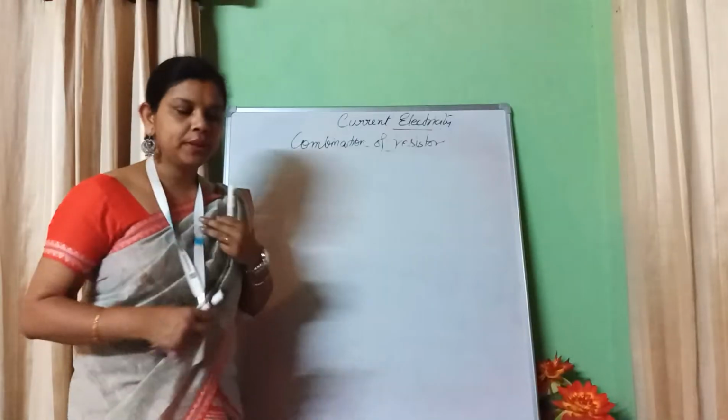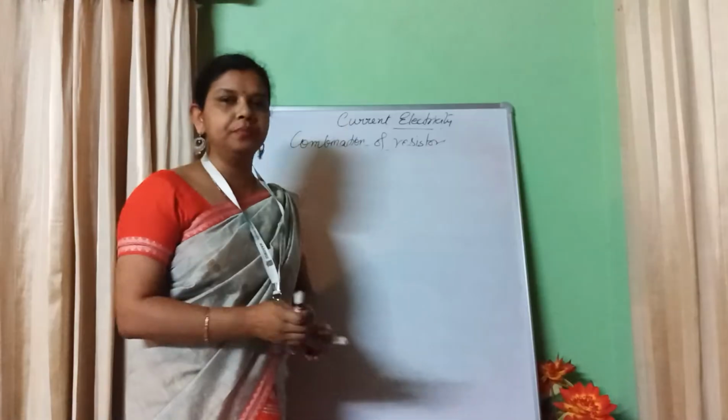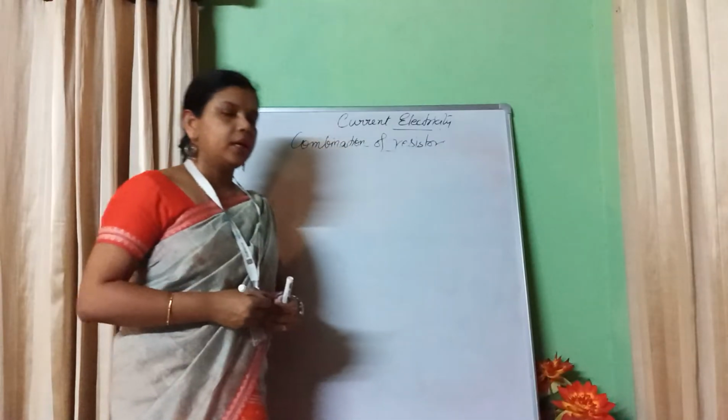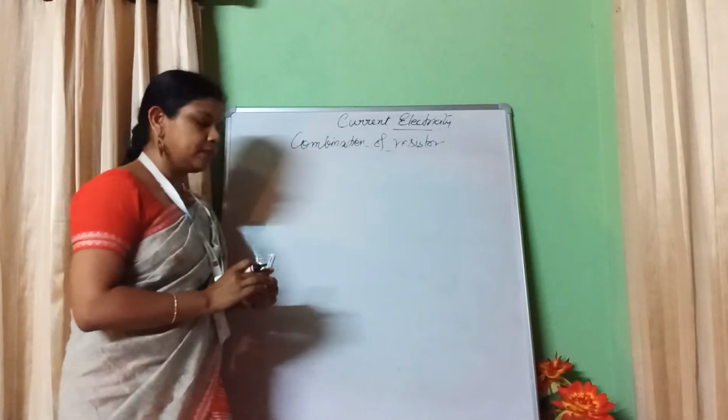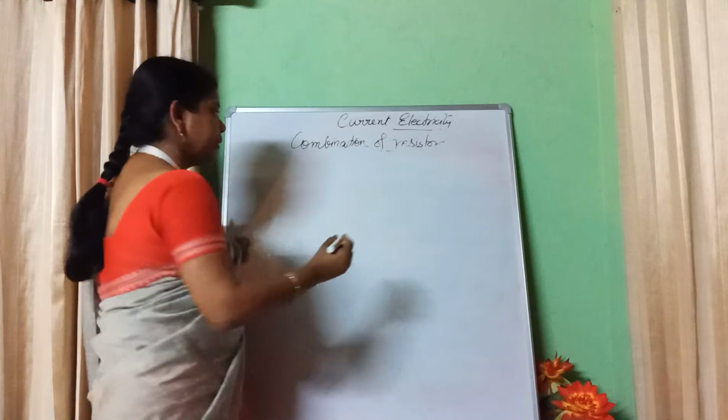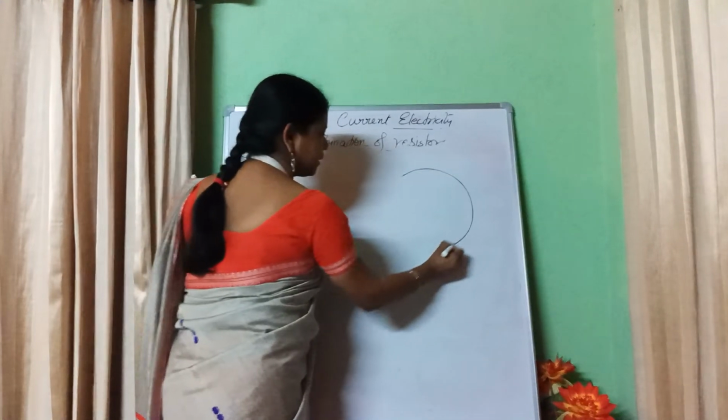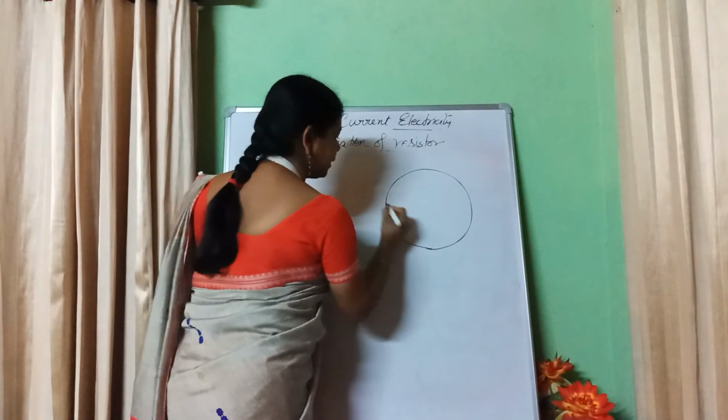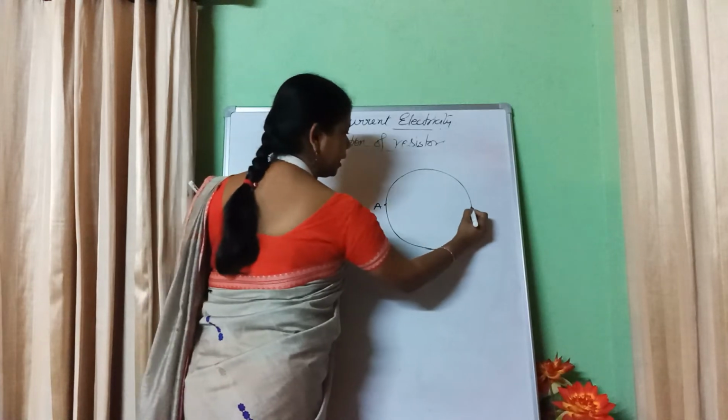Okay, continue with the second topic, the second question. Let's start with the second question. The second question is similar to the first one. That is a circle like this. This is a circle, and in this circle there are 2 points diagonally opposite, A and B.